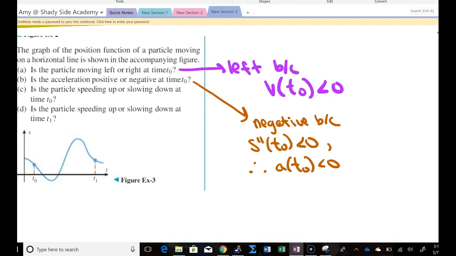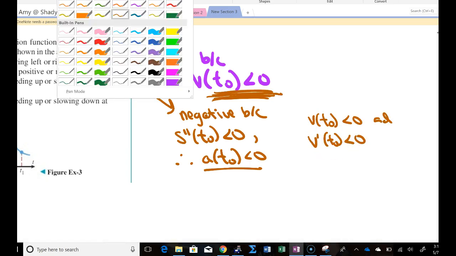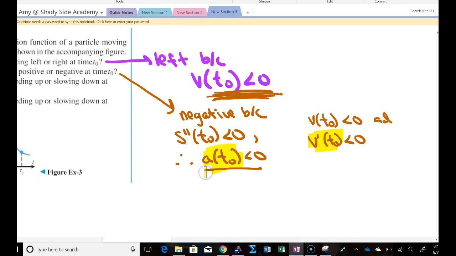At this time right here, the particle is moving left, which means the velocity is negative. The particle is moving left, the velocity is negative, and look at this. The rate of change of velocity, which is v prime, is negative, which is A, right? So v of t naught is negative and v prime of t naught is negative, because after all, v prime and A are the same thing.